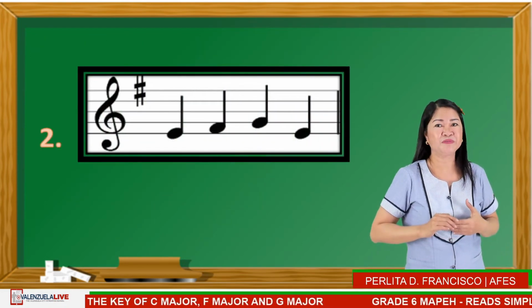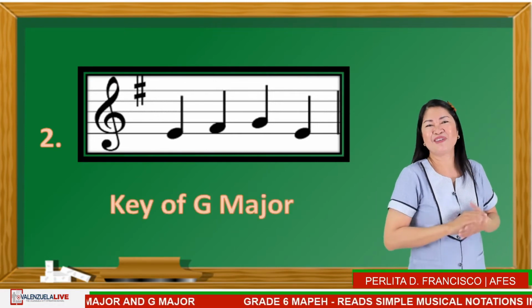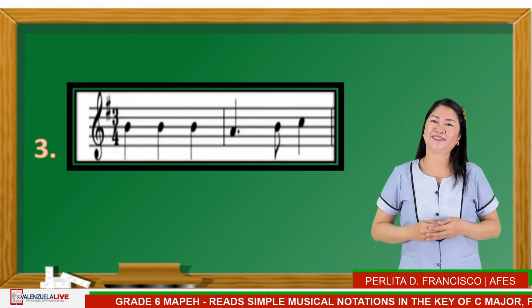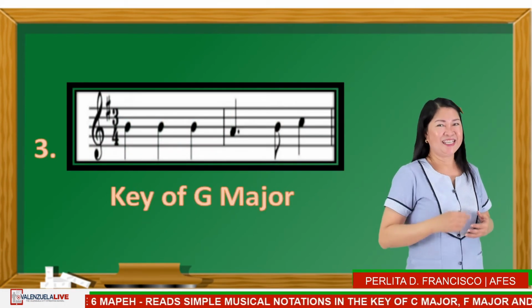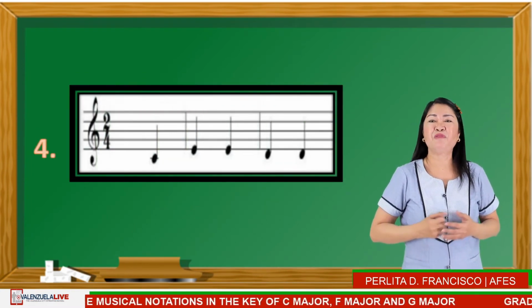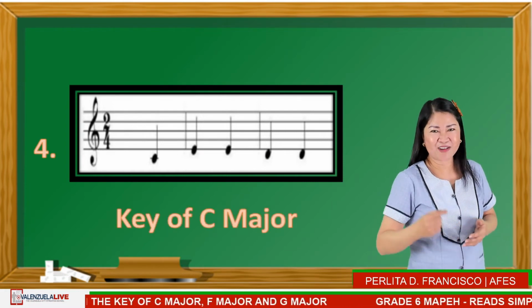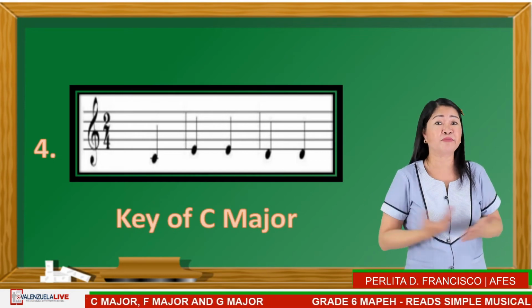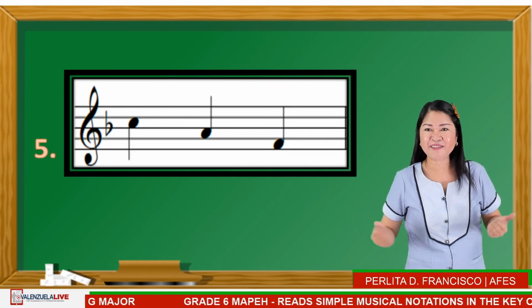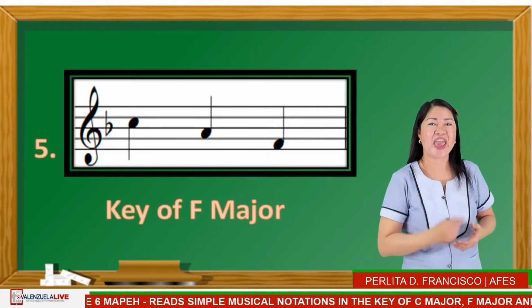Number 2. Correct. Key of G major. Number 3. Very good. Key of G major. Number 4. Correct. Key of C major because it has no sharp or flat. And number 5. Correct. Key of F major.